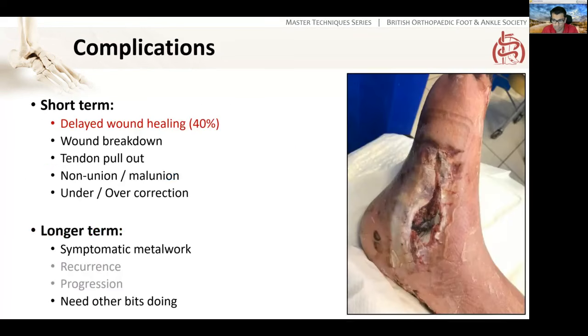But there are complications. In our series, up to 40% of people have some wound or the other which doesn't heal within 2 weeks. And wounds can break down, tendons do pull out, you can have non-unions, malunions, under or overcorrection. Sometimes the metalwork needs to come out, and you always need to warn them that it can reoccur or progress over time. That is slightly less common with fusions.